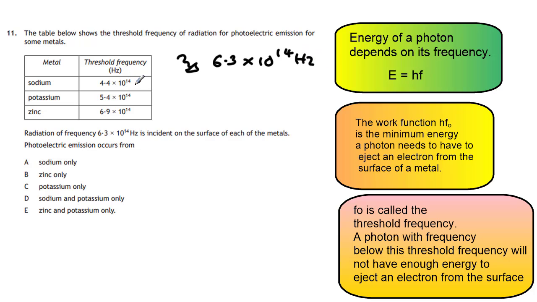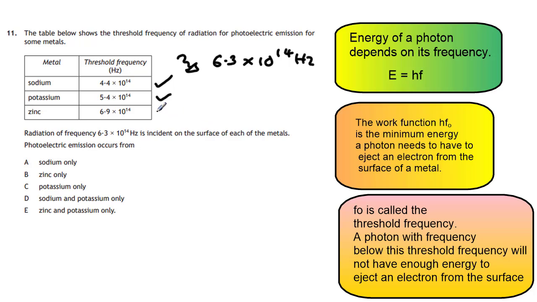Now, if we look at sodium, we can see the threshold frequency is 4.4 times 10 to the power 14 Hertz. So the incoming photon has a higher frequency than needed to knock the electron off. So therefore, for sodium, electrons will be knocked off the surface of the metal with this photon. Now let's look at potassium. Potassium has a threshold frequency of 5.4 times 10 to the power 14 Hertz. Once again, the incoming photon has a frequency bigger than that threshold frequency. So therefore, electrons will be knocked off the surface of potassium.